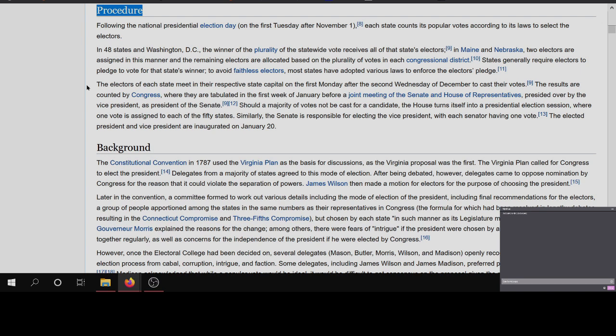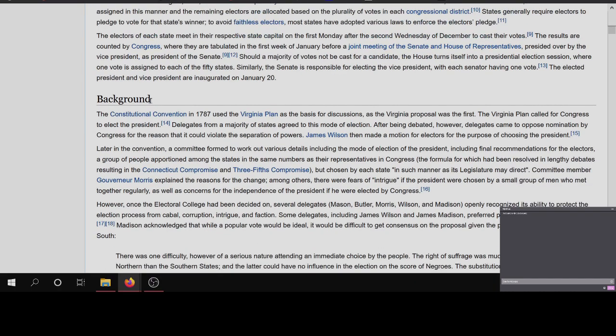The results are counted by Congress, where they are tabulated in the first week of January before a joint meeting of the Senate and House of Representatives, presided over by the Vice President as President of the Senate. Should a majority of votes not be cast for a candidate, the House turns itself into a presidential election session where one vote is assigned to each of the 50 states. Similarly, the Senate is responsible for electing the vice president, with each senator having one vote. The elected president and vice president are inaugurated on January 20th.